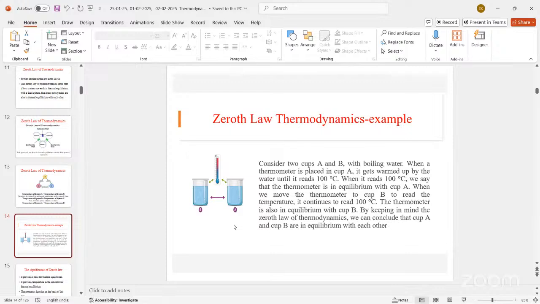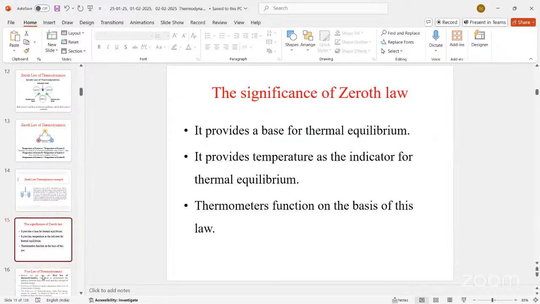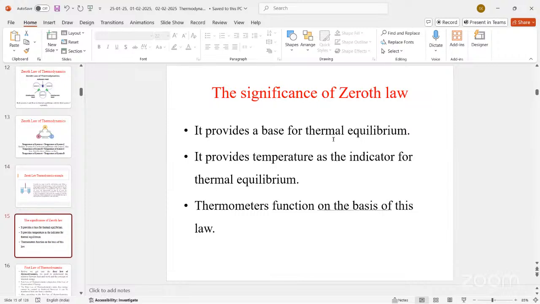Once we consider 2 cups, this is also one example I have given here. And what is the significance of the zeroth law of thermodynamics? The zeroth law of thermodynamics is a base for thermal equilibrium. Okay, and it provides temperature as the indicator for thermal equilibrium. So thermometers function on the basis of this law. Thermometer works on the basis of the zeroth law.